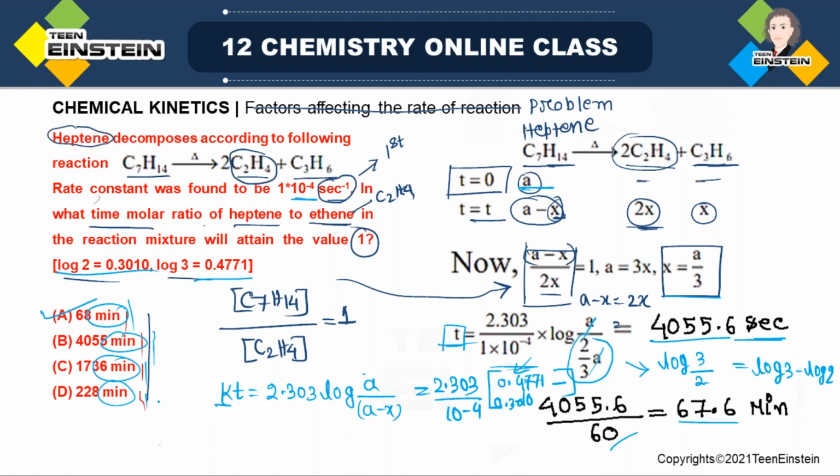Fine. And there is a chance of mistake that I want to highlight here. It is 4055.6 seconds. If you are not careful about the units, you may by mistake choose option B, but it is not 4055 minutes, it is 4055 seconds. So be very careful with this option.